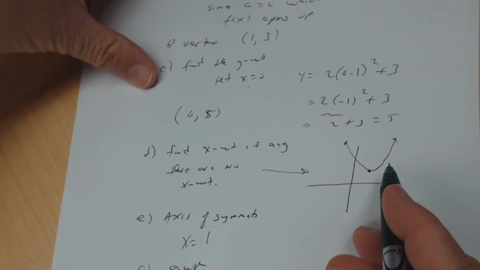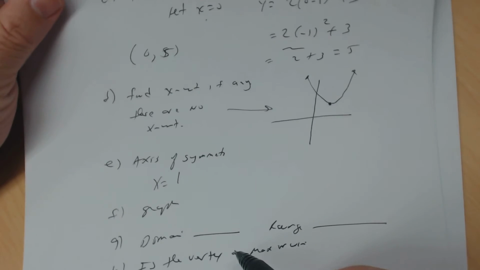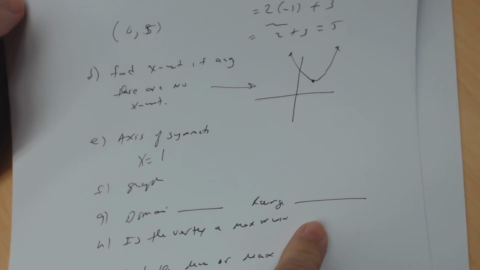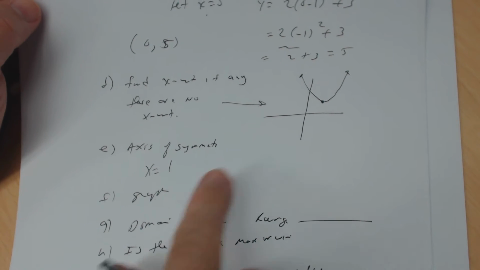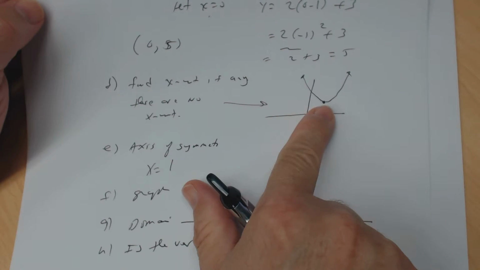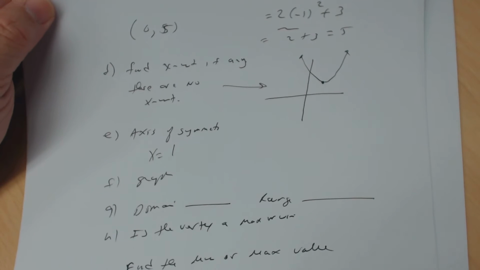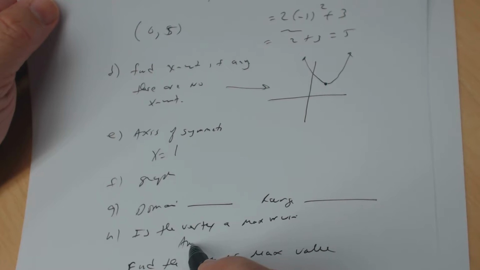Now, even before you graph it, I hope you realize that you can determine the domain and range, and then you can determine whether the vertex is a max or a min. So see right here, the parabola opens up, so that's going to be a min. So answer, vertex is a min.